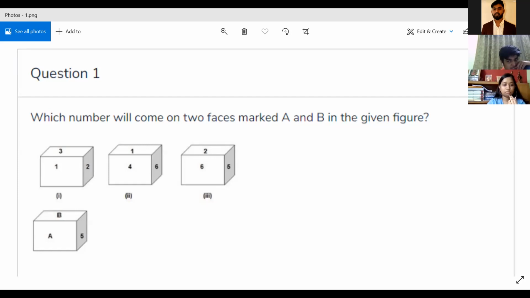1, 6, 4. Going clockwise over 1, here it is 6, 4. Here it will come 5, right? Because 5 is the missing number out here. Now, considering this, we know that 5 and 1 cannot come together. Clear?